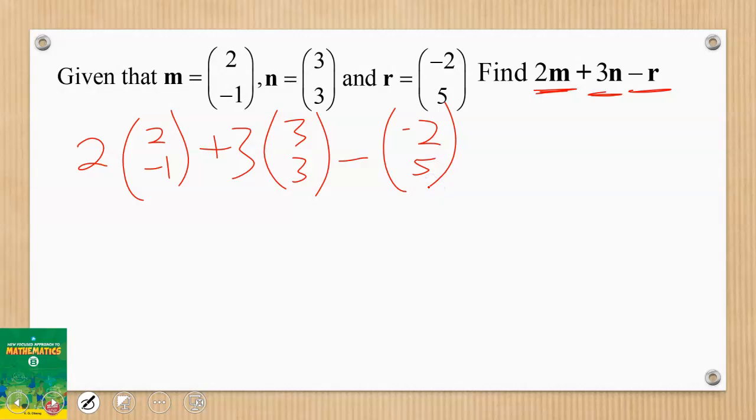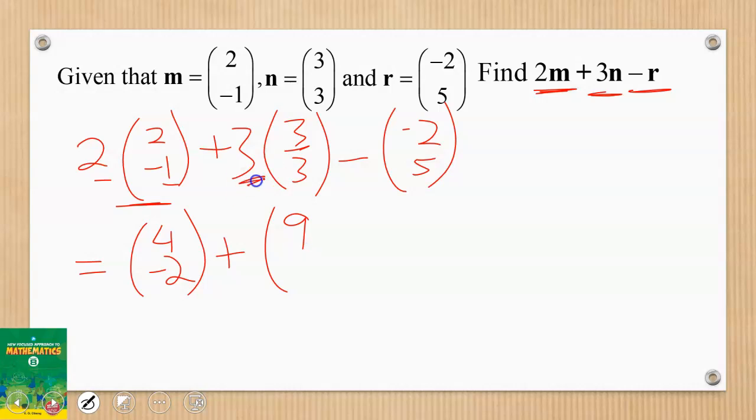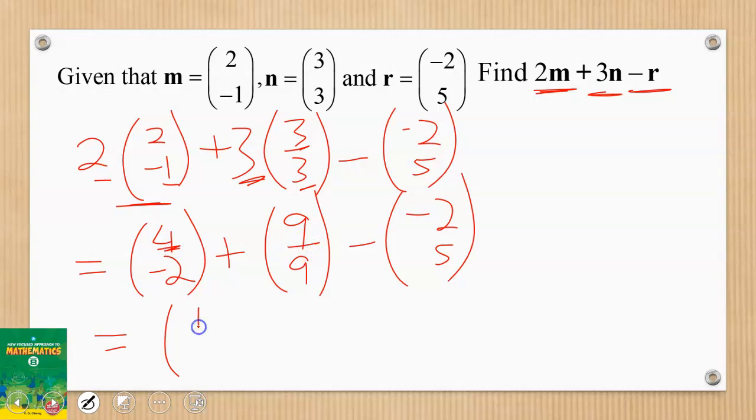We simplify this using our knowledge of addition and subtraction of vectors. But before then, we need to multiply the scalar into the vector. So here we are going to have 2 times 2 is 4, and 2 times -1 is -2. Then 3 times 3 is 9, and again 3 times 3 is 9, minus (-2, 5). We can do the first addition: 4 plus 9 is 13, and -2 plus 9 will give us positive 7.